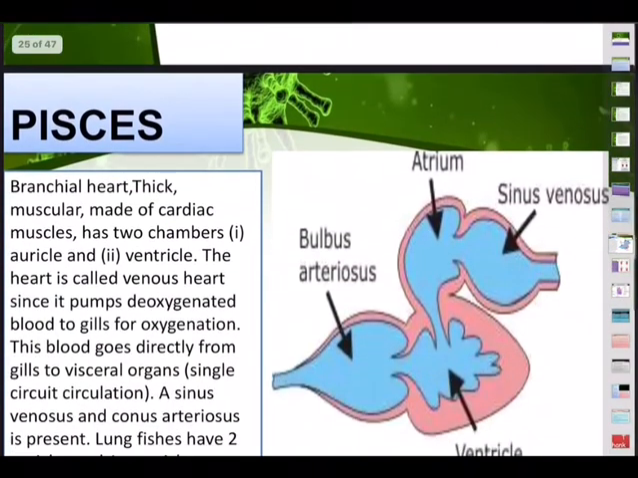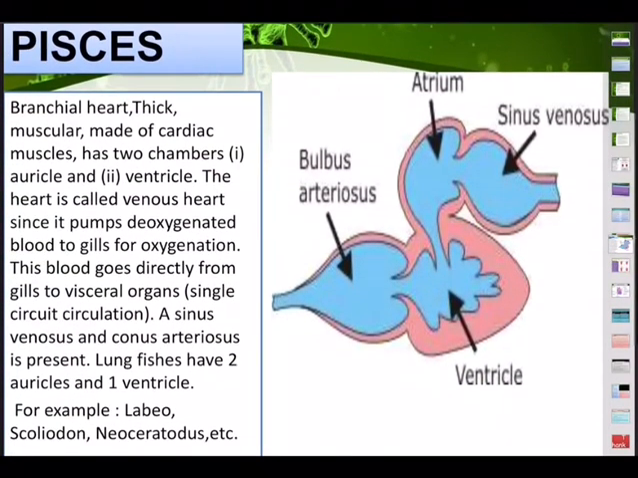That shows the evolution of animals also. In fishes, there is only one auricle and one ventricle. It is a branchial heart, thick and muscular, made of cardiac muscles. It has only two chambers, upper auricle and lower ventricle. The heart is called a venous heart since it pumps deoxygenated blood to the gills for oxygenation. This blood goes directly from the gills to visceral organs, single circuit circulation. A sinus venosus and conus arteriosus are present. You can see the blue blood and red blood.